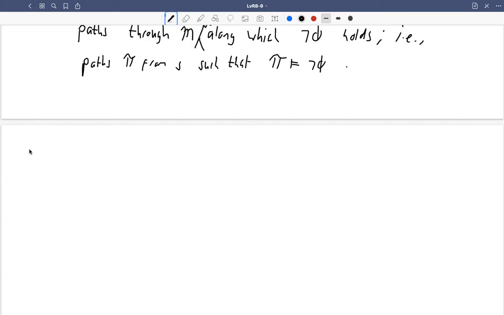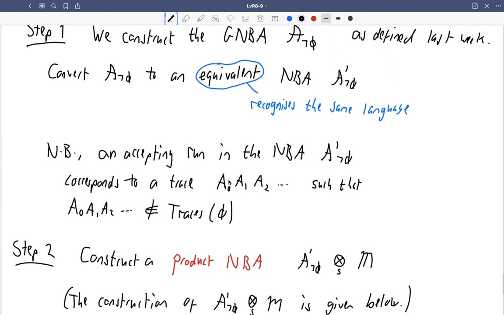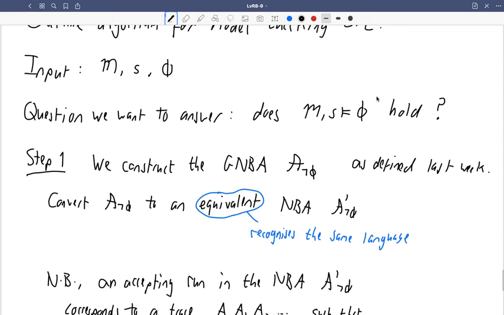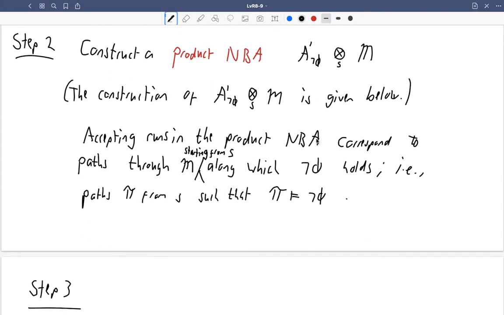So step three is going to complete the algorithm. Given that we've got this product automaton with this property, what we were trying to test at the start was whether phi holds along every path starting from S through the transition system M. If it does hold, then there will be no paths through M starting from S along which not phi holds, which means that the product NBA will not have any accepting runs. And the product NBA not having any accepting runs means that the language it recognizes is empty.